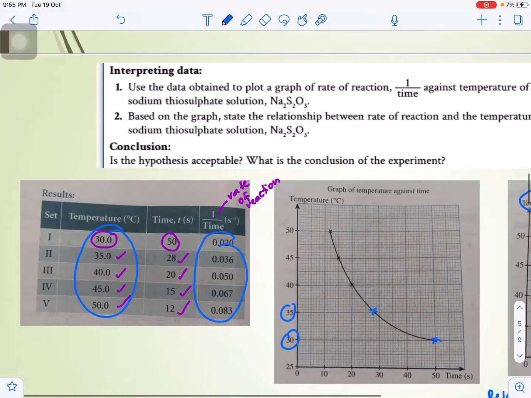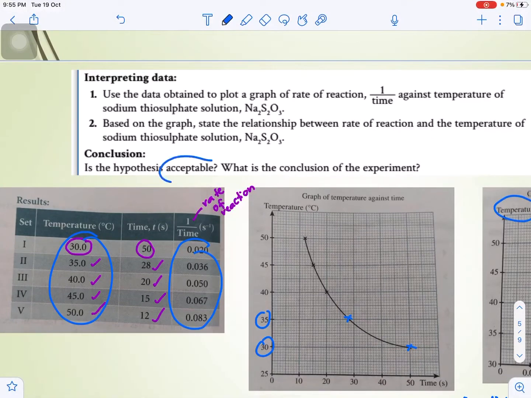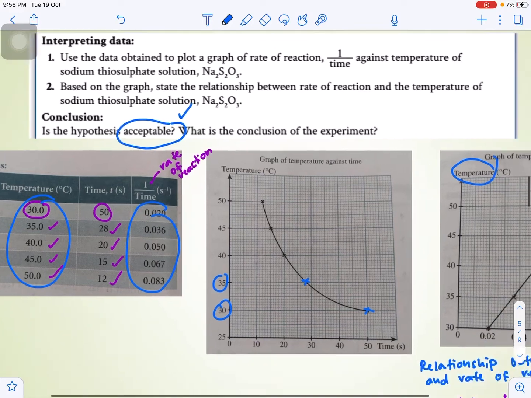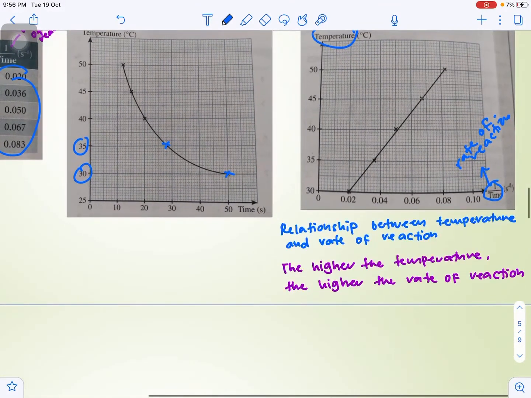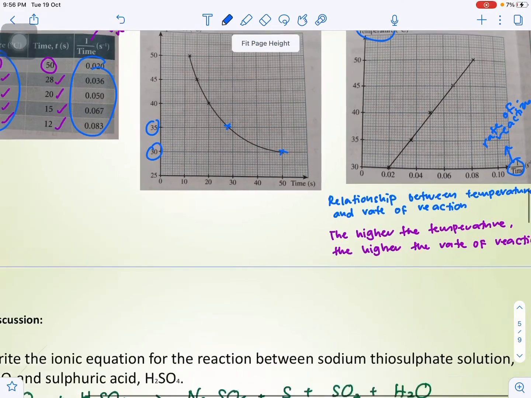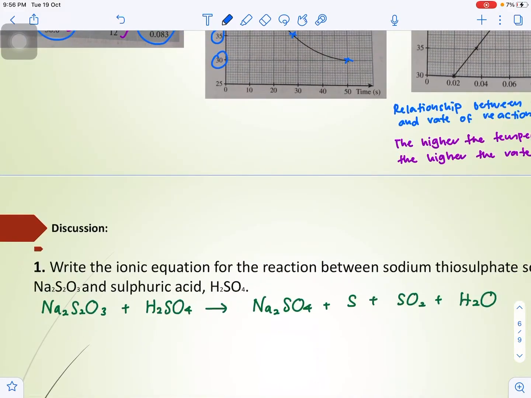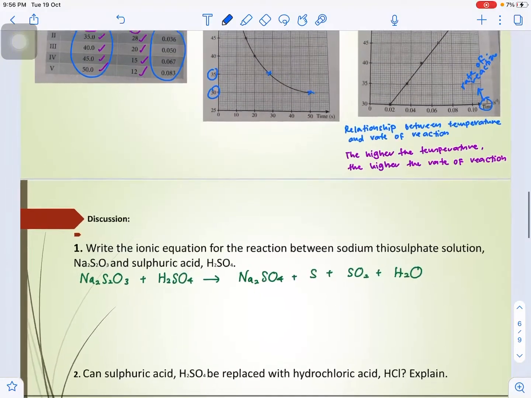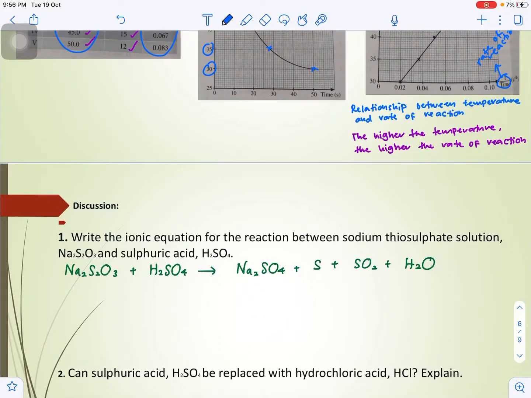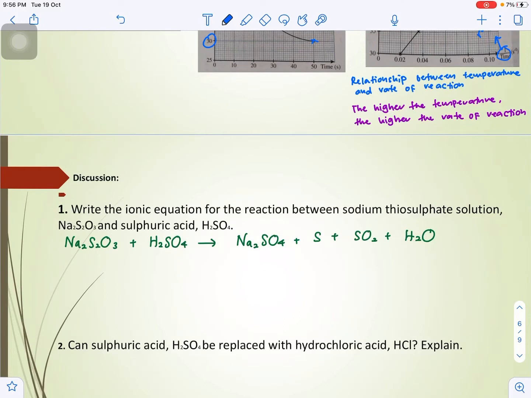Okay, so is the hypothesis acceptable? The answer is yes. So what is the conclusion of this experiment? The higher the temperature, the higher the rate of reaction. Okay, so for the discussion, write the ionic equation for the reaction between sodium thiosulfate and sulfuric acid. So this is what I show here, the chemical equation.